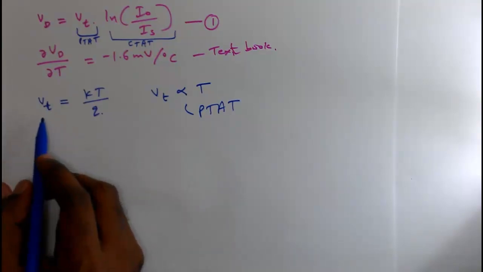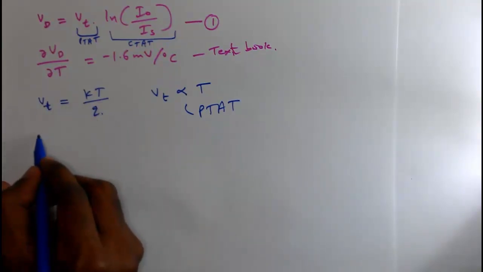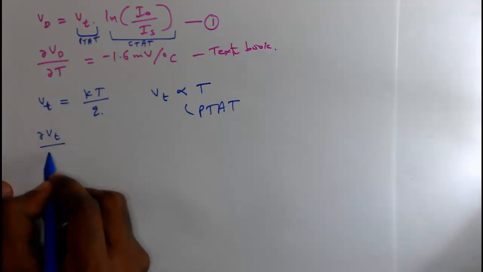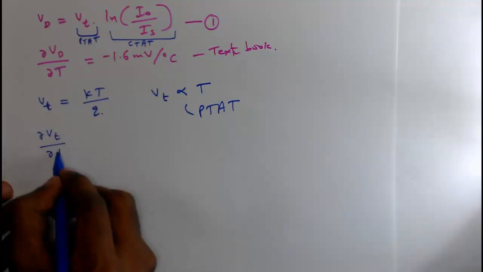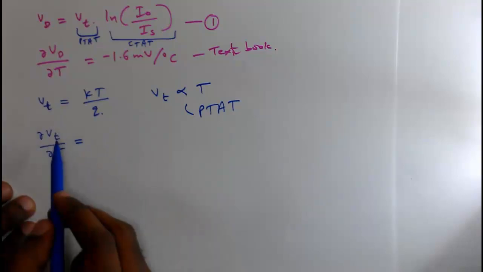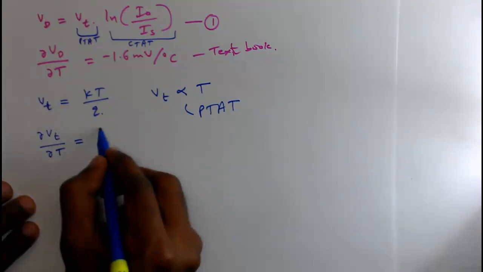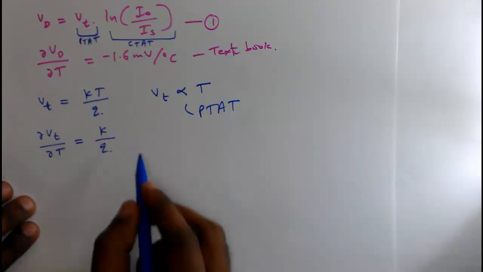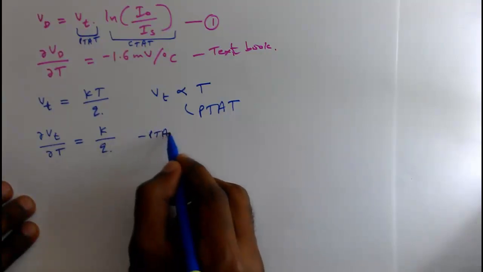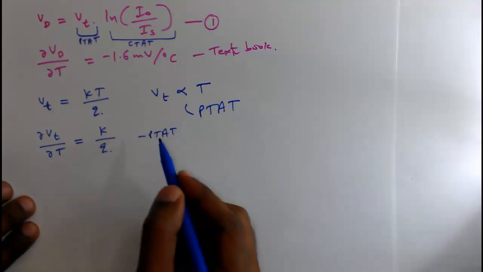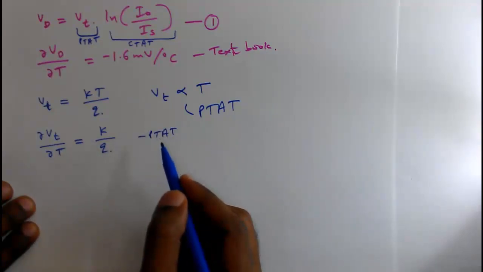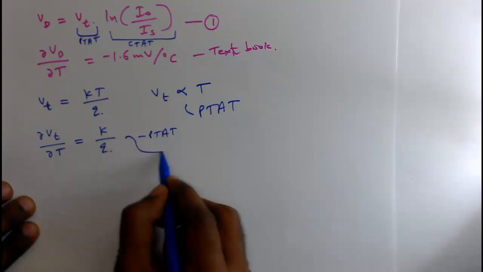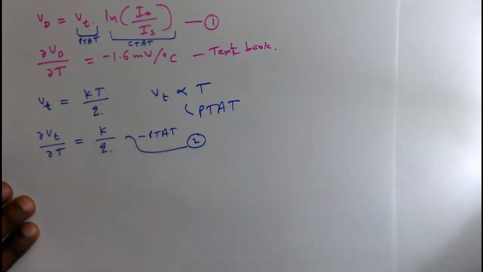So we said Vt equal to Kt by Q. So dou Vt by dou T, that is rate of change of Vt with respect to temperature, is K by Q, and this is a PTAT. So I am writing this as equation 2.